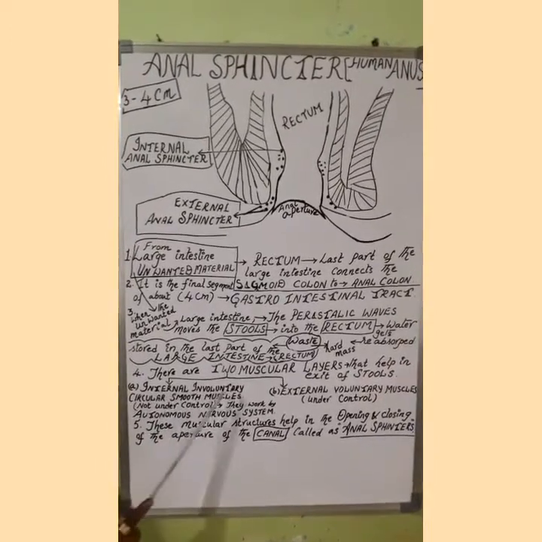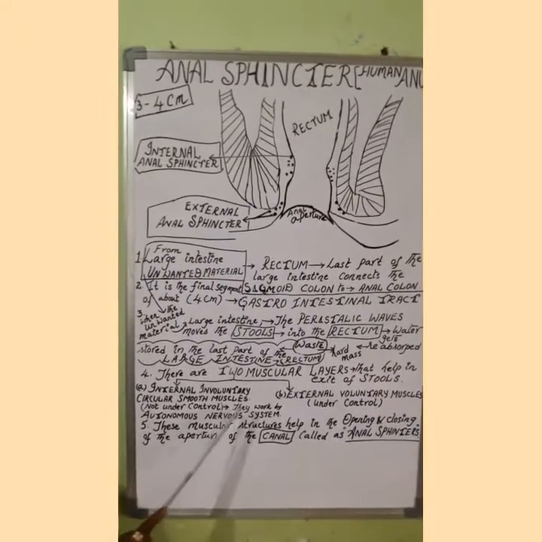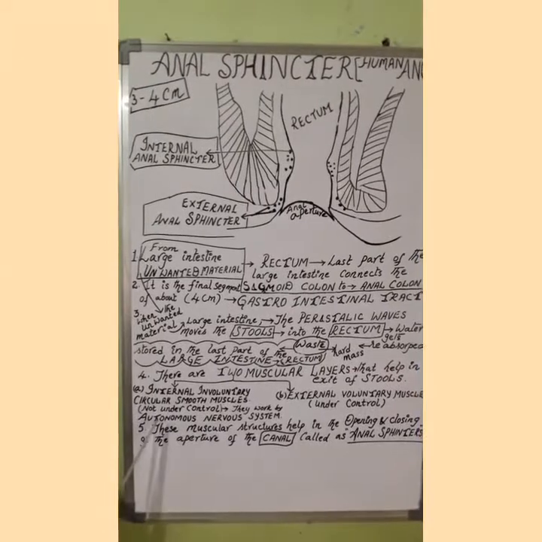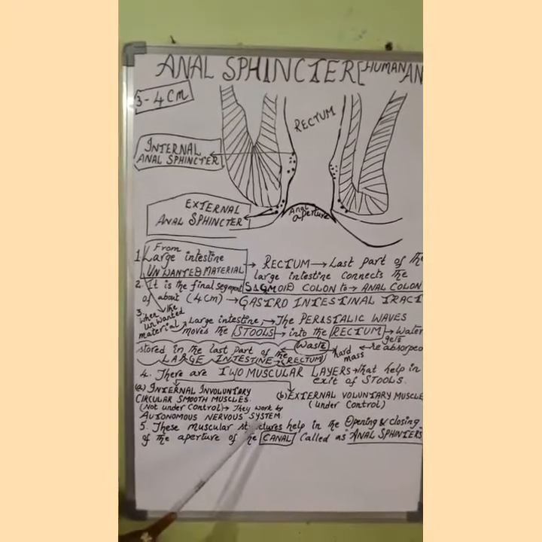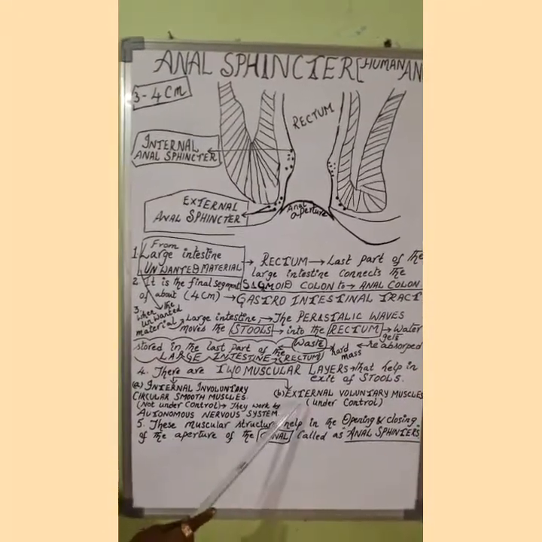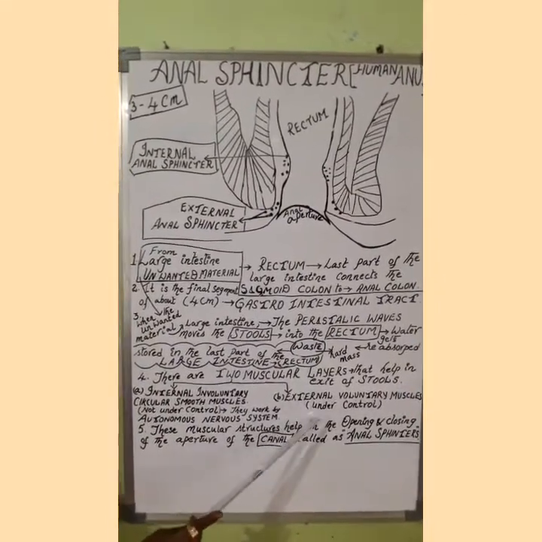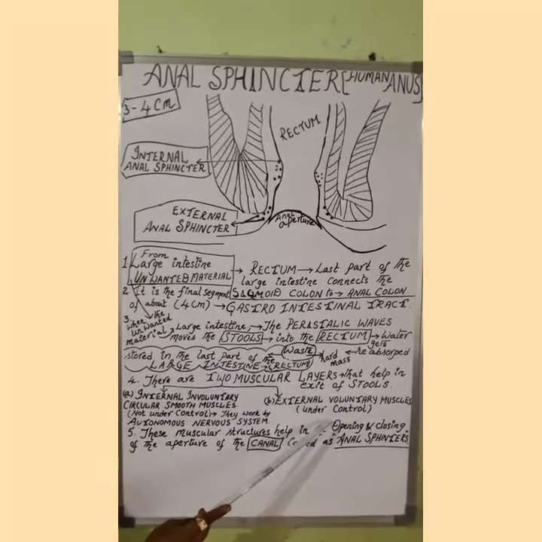This internal muscular layer is not under the control of the will of the person and is under the control of the autonomic nervous system. The next is the external muscular layer. It is under the control of the will of the person.